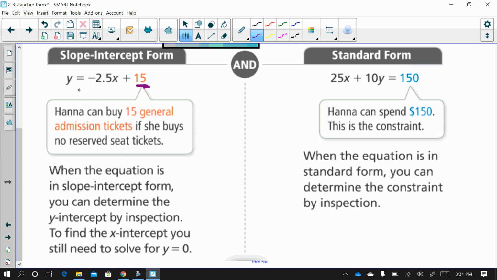So in standard form, we see the individual price of each ticket, and we also see how much she can spend total. If she can spend $150 total, this is what we call the constraint. This is what she's limited to. So when the equation is in standard form, we can determine the constraint just by looking at it. So they're both helpful at different times.